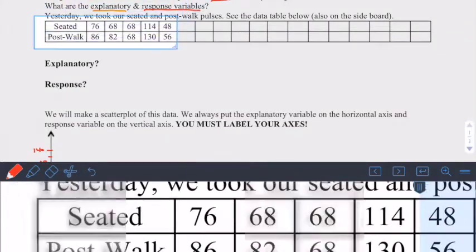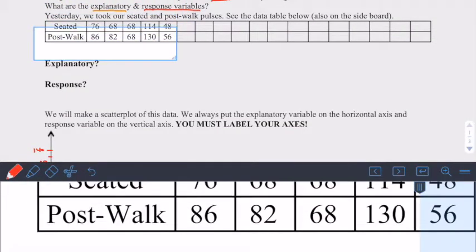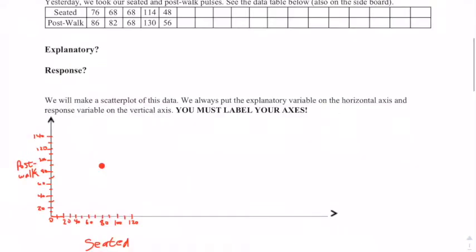All right, so we'll take our first data point, 76, 86. About there. Then we have 68, 82. Then we have 68, 68. Then we have 114, 130. And then we have 48, 56. So you can see that this looks relatively linear.